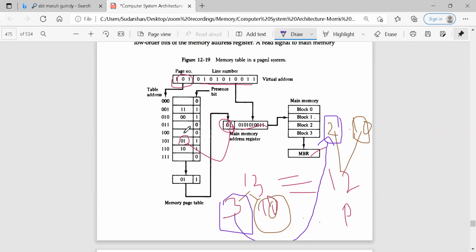What do we do here? We make use of the memory table, the memory buffer register, and then the memory address register. MBR stands for memory buffer register. So this is the concept of virtual memory. Hope things are clear.